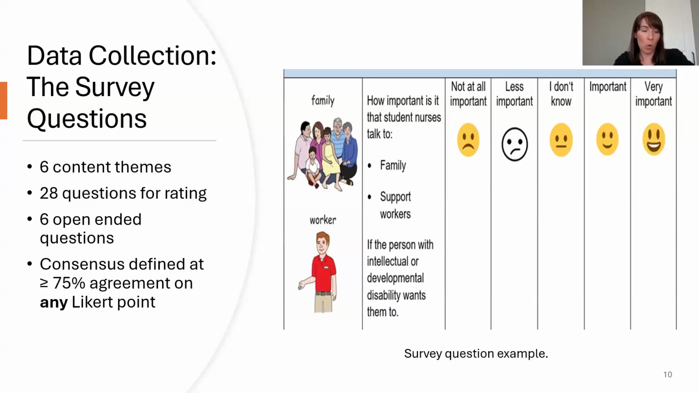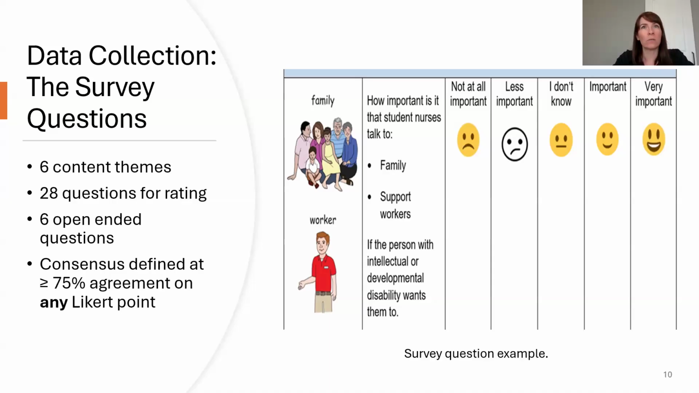Content analysis of the open-ended feedback generated additional questions that panelists then rated in survey 2. Questions that did not reach consensus on any Likert point returned in subsequent surveys until the 3rd and final survey.